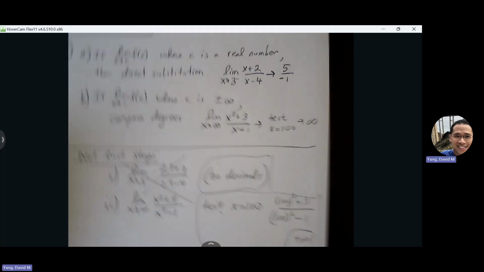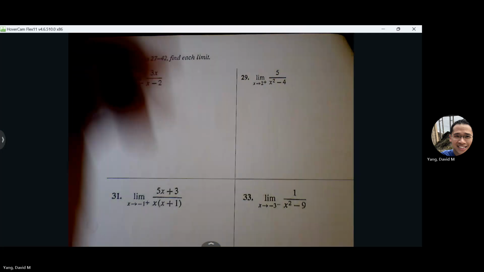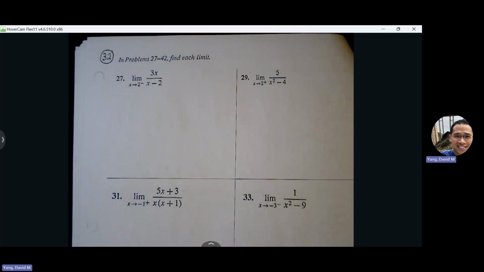All right, so let's go to page 32. Wait, did we try some? No, we haven't. Okay, so 27, go ahead and try that. So no decimals and no plugging in 100 or infinity, right? Those are not the first steps. All right, so try 27, and then I'll follow up the steps as you guys try each problem.